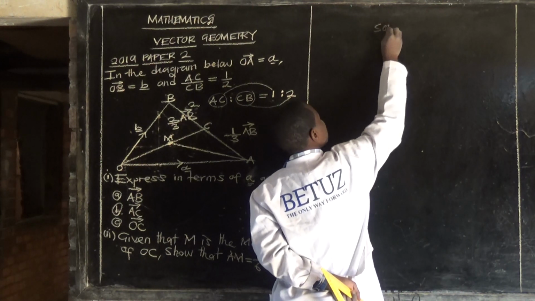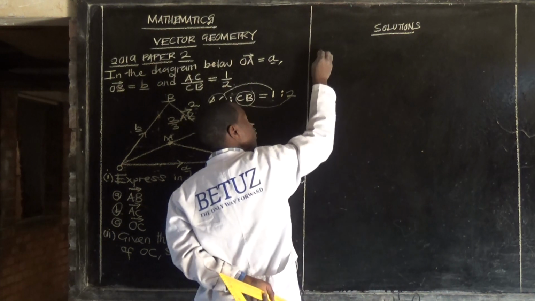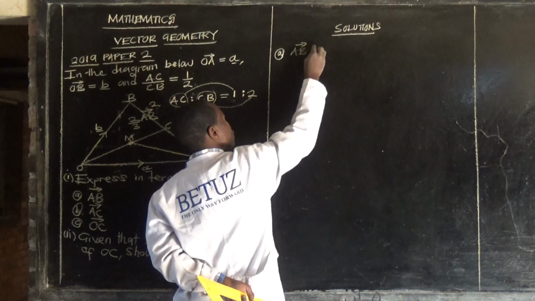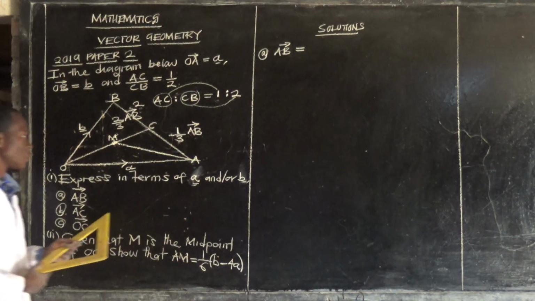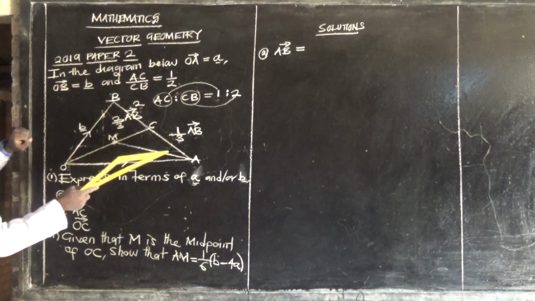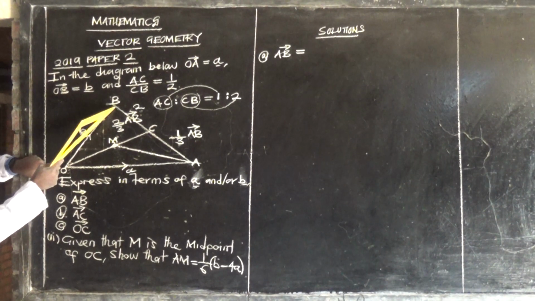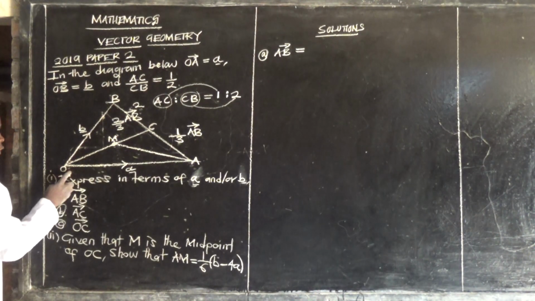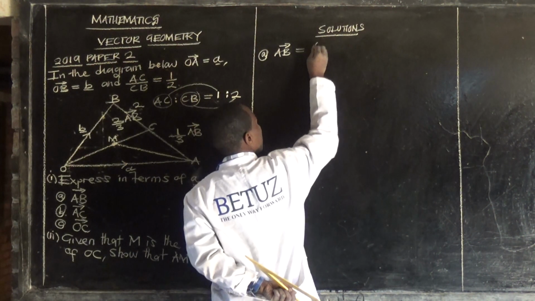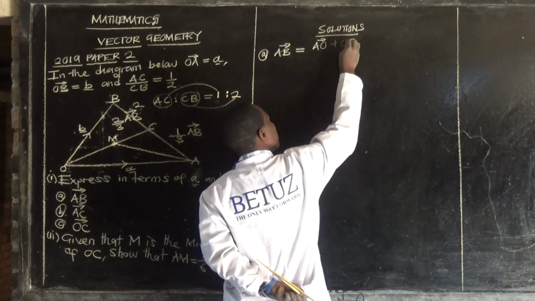So solutions or answers. The first one is question A. We want vector AB. So how can we move from A to B? For us to move from this point to this point, you can move in this way. You can say AO plus OB. Is it okay? AO plus OB.